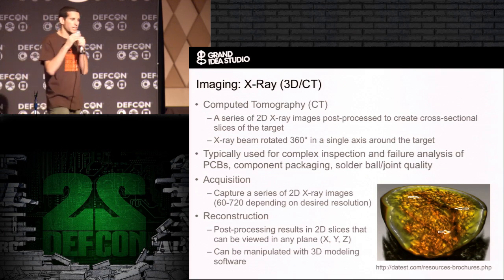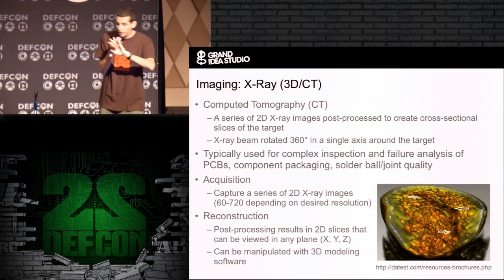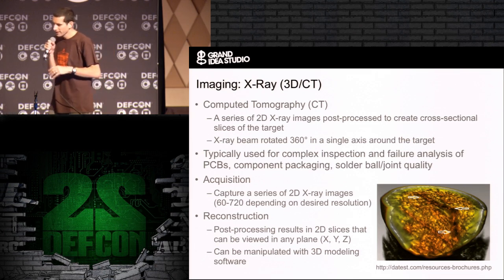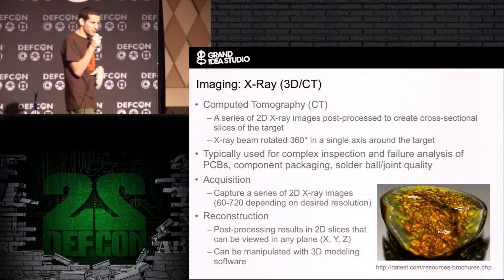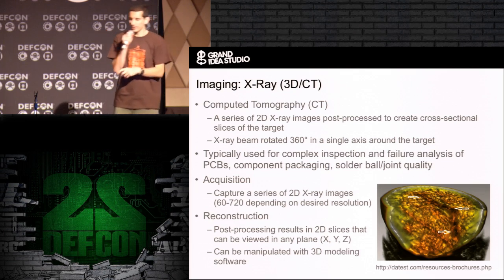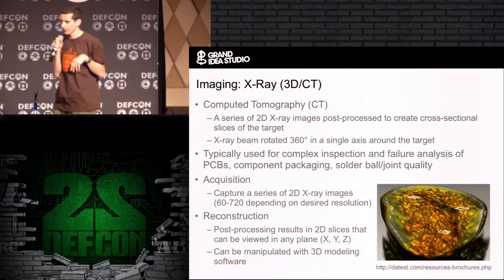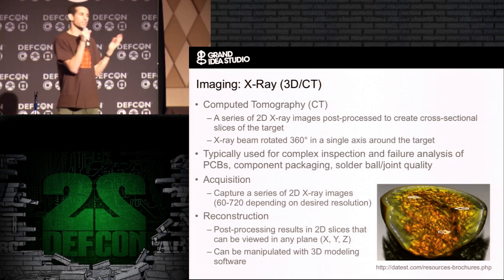But this is the real money shot right here: 3D X-ray. This is the best, this blew my mind. This is the best part of the whole research. You know, CAT scans, where you go in that machine, it spins around, and you get slices of your body parts or whatever. You can do that with circuit boards too.